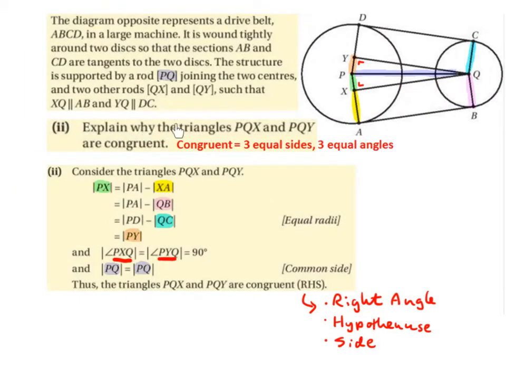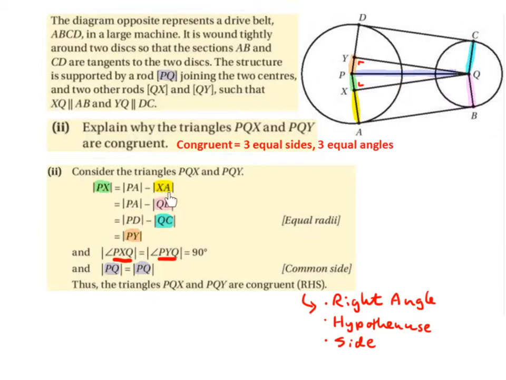Part 2. Explain why the triangles PQX and PQY are congruent. Remember, congruent triangles are identical. They have 3 equal sides and 3 equal angles. Okay, so consider the triangles PQX and PQY. We're going to start with the length PX, so that's drawn in green. So that's equal to PA minus XA. So PA is the full radius, minus XA is one end of the rectangle, leaves us with PX.